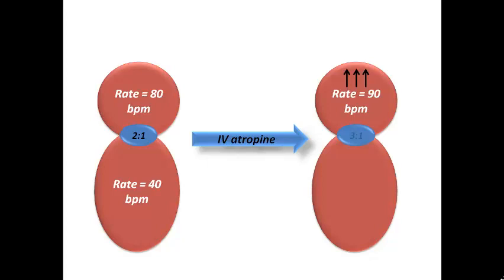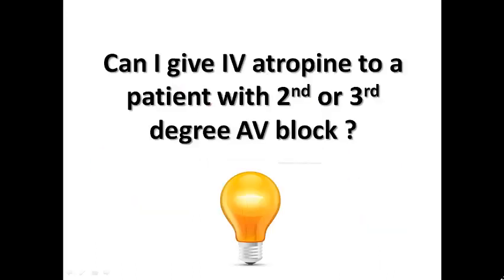Because of the decremental behavior, it would increase its rate of block from 2:1 to 3:1, a higher grade of block. And so the ventricular rate would get slower. It would be the third. It would be 30 beats per minute. And this is what we call paradoxical slowing of the heart rate.